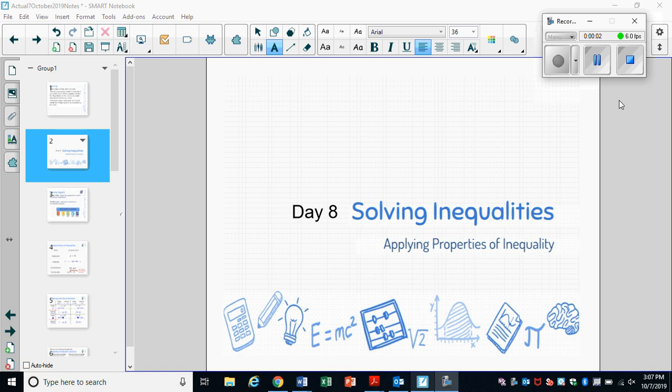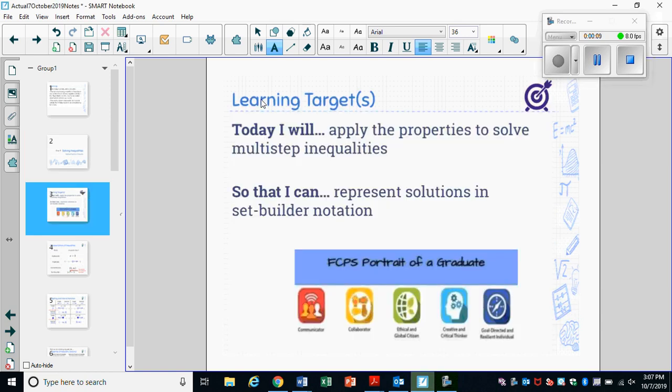Day 8, solving inequalities, applying properties of inequality. Learning targets. Today I will apply the properties to solve multi-step inequalities so that I can represent solutions in set builder notation. FCPS portrait of a graduate includes communicator, collaborator, ethical and global citizen, creative and critical thinker, goal-directed, and resilient individual.